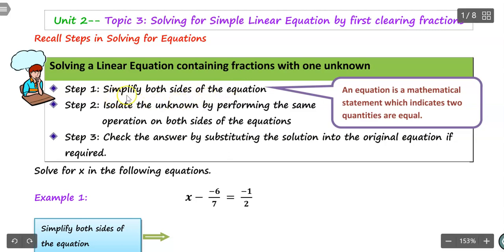First of all, we are going to simplify both sides of the equation. Then we isolate the unknown by performing the same operation on both sides of the equation. Finally, check the answer by substituting the solution into the original equation if required. In this particular video, I will probably perform the check for both sides of the equation, like step 3, in only one of the examples.